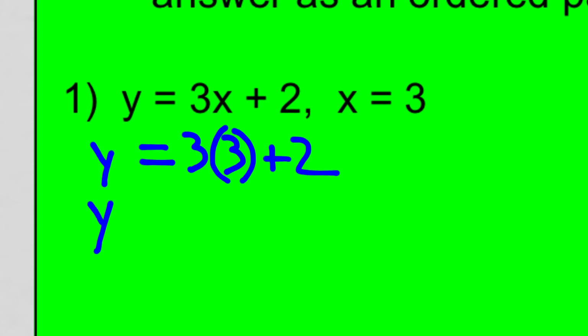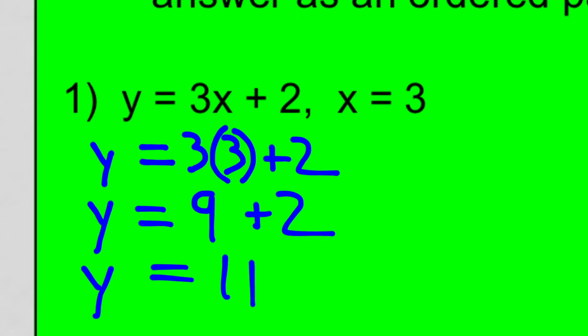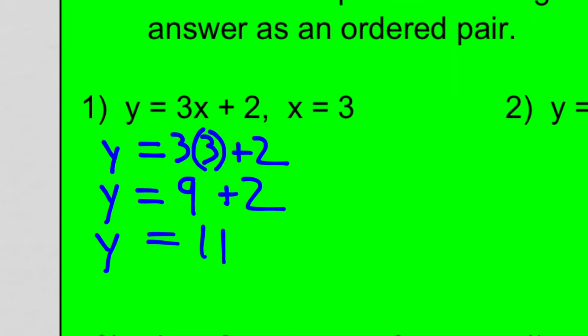Follow order of operations, so do the multiply first. 3 times 3 is 9, plus 2, and then the value of y is positive 11. So we actually have found an ordered pair for this equation now. The x value is already given as 3, and the y value we discovered is 11. So one ordered pair for this equation would be (3, 11). If we find enough of those ordered pairs, we can make a graph, and it will be the graph of a straight line.